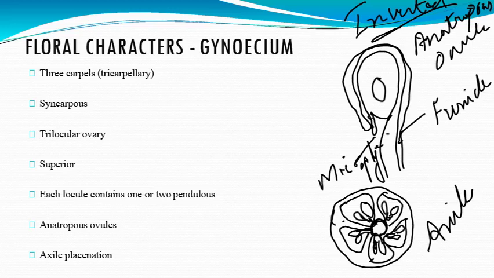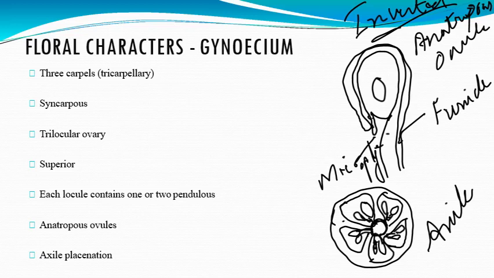After this, each carpel has 3 parts. One is ovary, other is style, and the last one is stigma. So ovary is the basal swollen portion of the carpel, and it encloses 1 or more chambers or loculi.